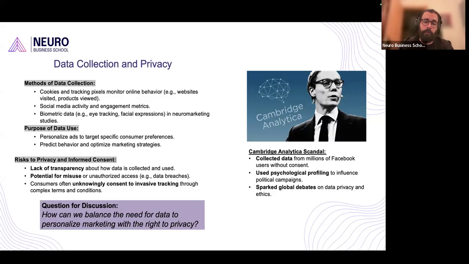Okay, but this brings a risk, the risk for privacy. We need to get the consent of the people. This could be a problem if we are not transparent. For example, the lack of transparency about how the data is collected and how we will use this data. This is something that could be a problem in the future.